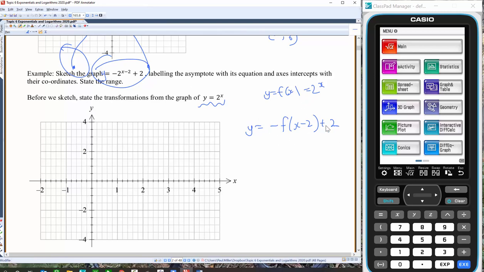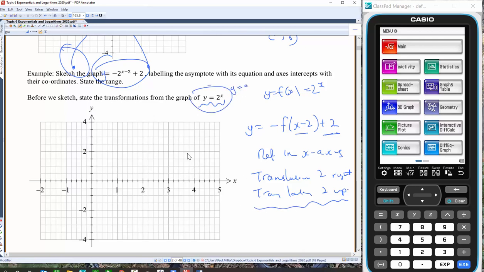Okay, so again, reading by the function technique is important. So I can see here that this is going to be a reflection in x axis. It's going to be a translation to right, and it's going to be a translation up. Okay, so let's take care of the 2 up first. That's going to take the normal asymptote of y equals 0 and send that 2 units up as well. So our asymptote is going to be along there. All right, what else? Well, 2 to the x has a y-intercept of 0, 1.